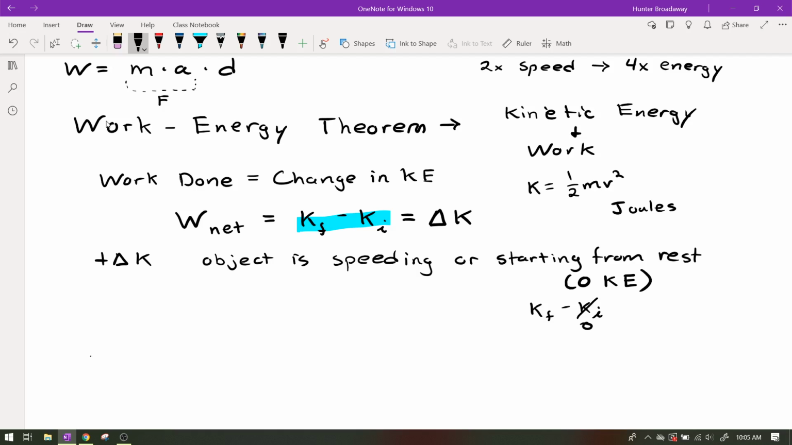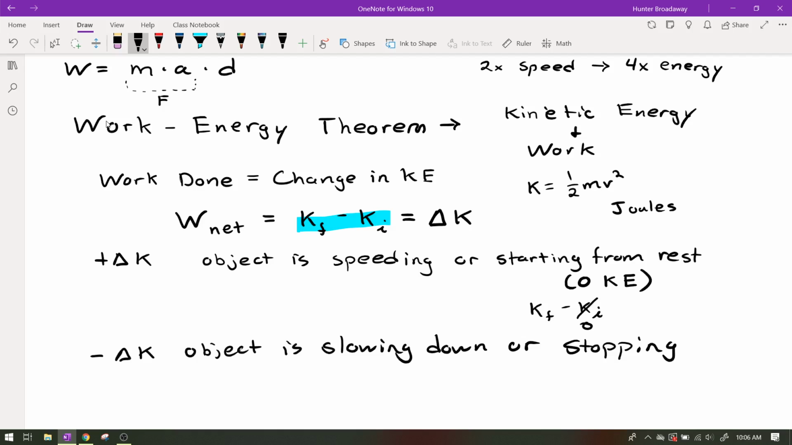The other situation is if you have a negative delta K. And if you have a negative delta K, that means that you're losing kinetic energy. The only way that you're losing kinetic energy is if you are slowing down or if you are stopping. Okay? So we can either say that the object is slowing down or the object is stopping.